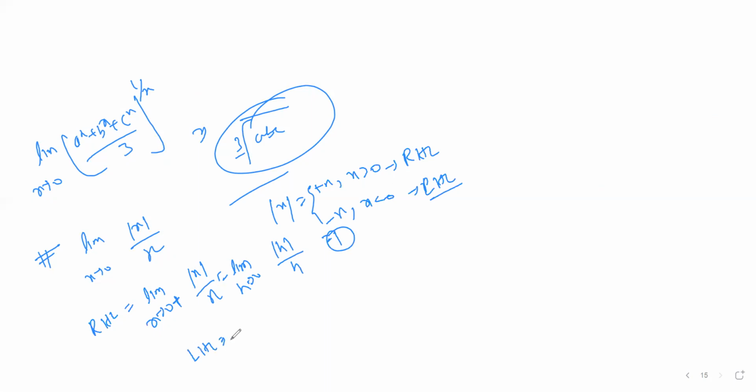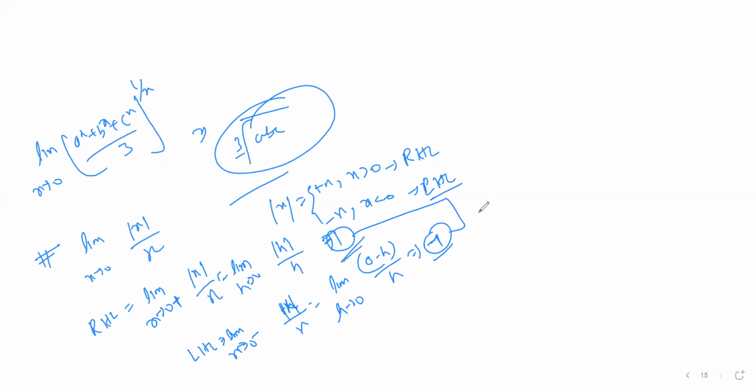Similarly, if we look at the LHL value, limit x tends to 0 minus, which means I can say that x is minus h. Here you write mod of minus h divided by minus h, and h tends to 0. Minus h means it will become mod of minus h divided by minus h, so the value is minus 1. Here I got minus 1 and there plus 1, so both are not equal. It means the limit value won't exist.